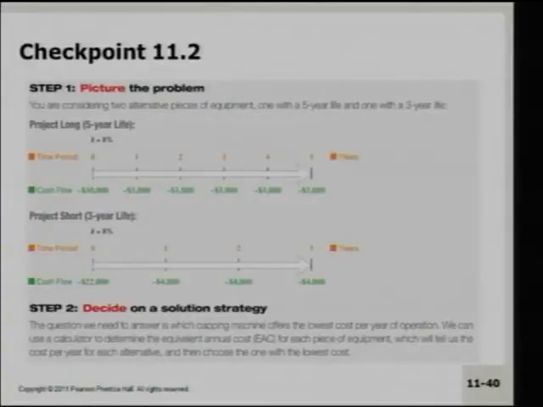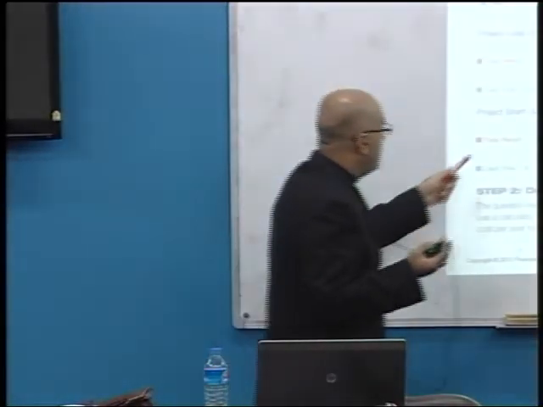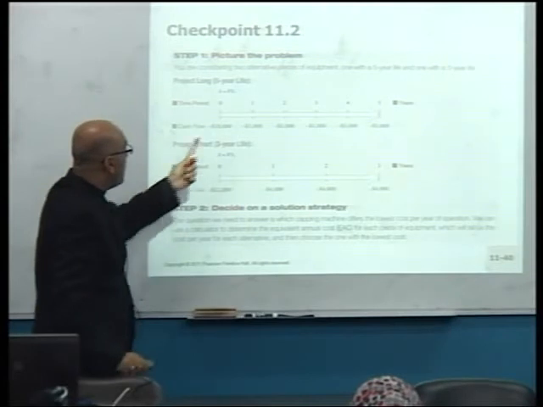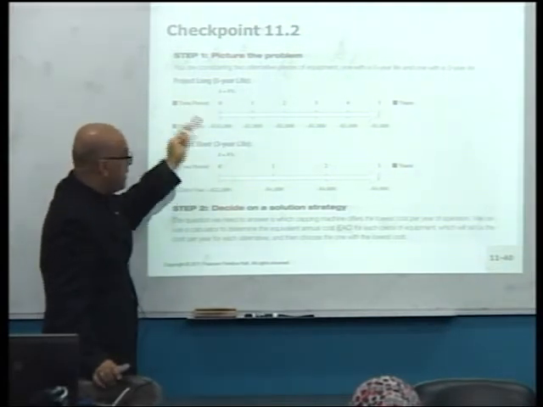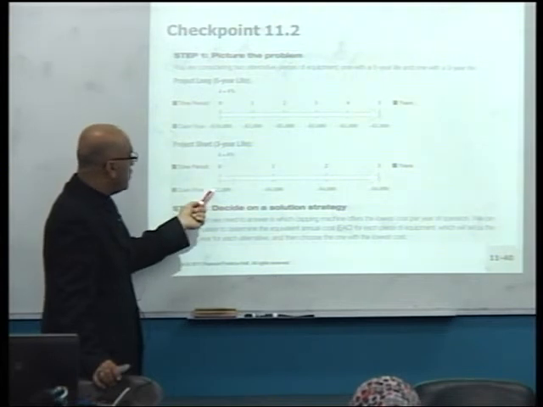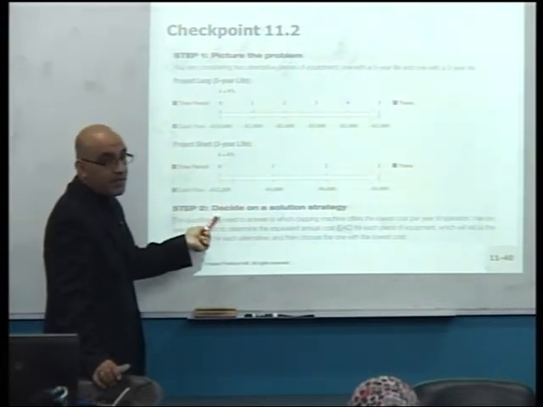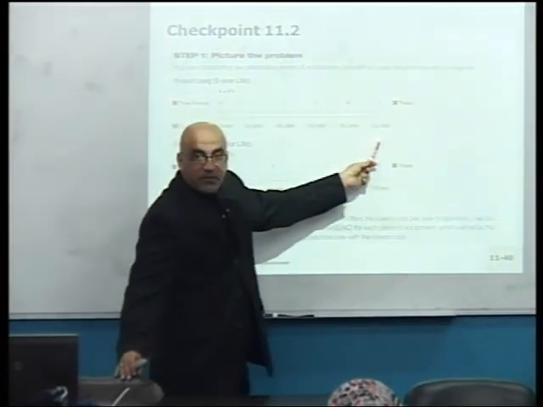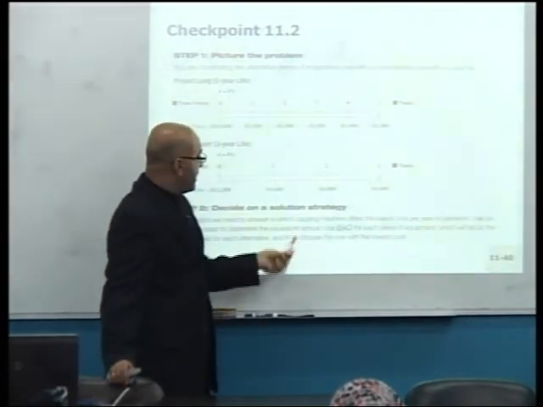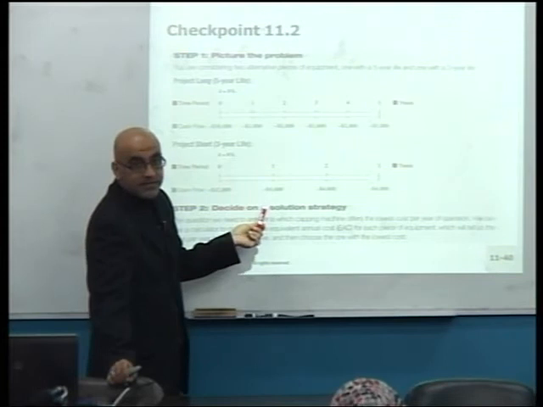We have project long, 5 years, and project short, 3 years. So we have two alternatives: one with 5 years and one with 3 years. The one with 5 years has an initial investment of 30,000. The one with 3 years has an initial investment of 20,000. And this is the cash outflow.